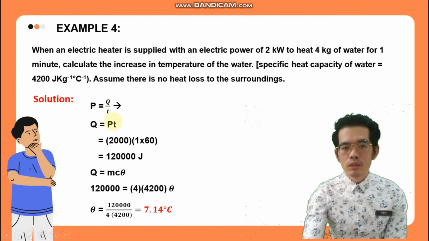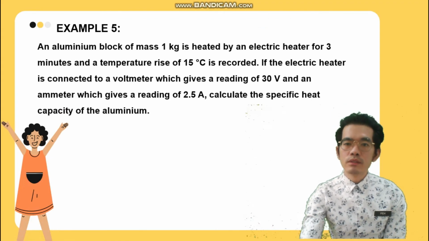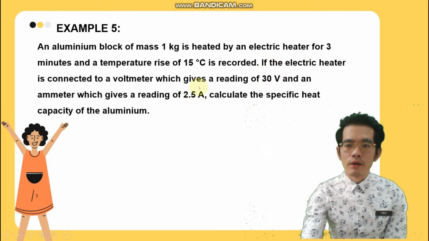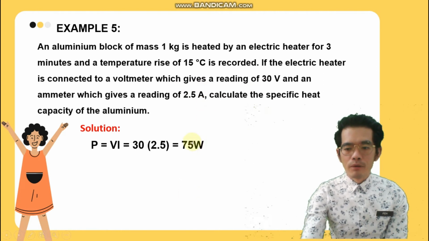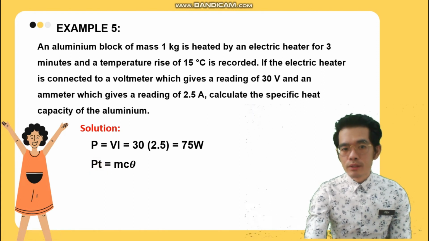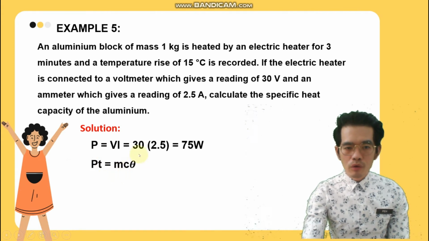For example 4, the P is given, but for example 5, the question gives voltage and current. So from here, we can get the value of power, and we use the formula PT equal to mc theta. The formula PT comes from example 4: Q equal to PT. Another one is Q equal to mc theta. Both have the same Q, so we can just write PT equal to mc theta.